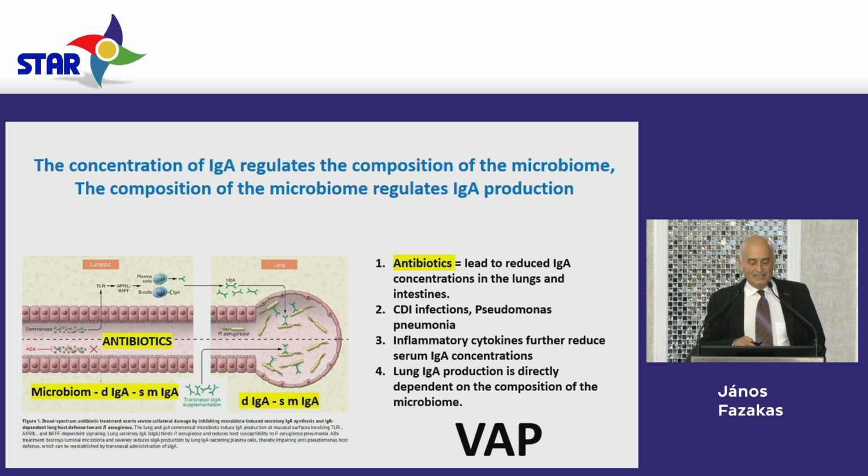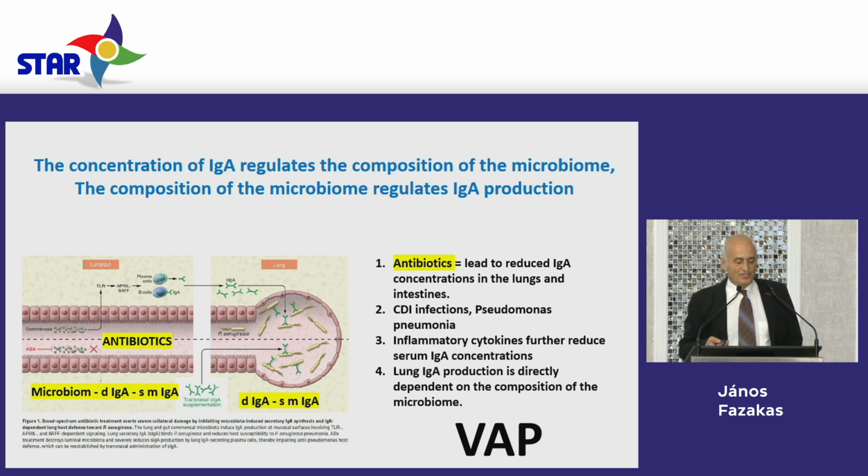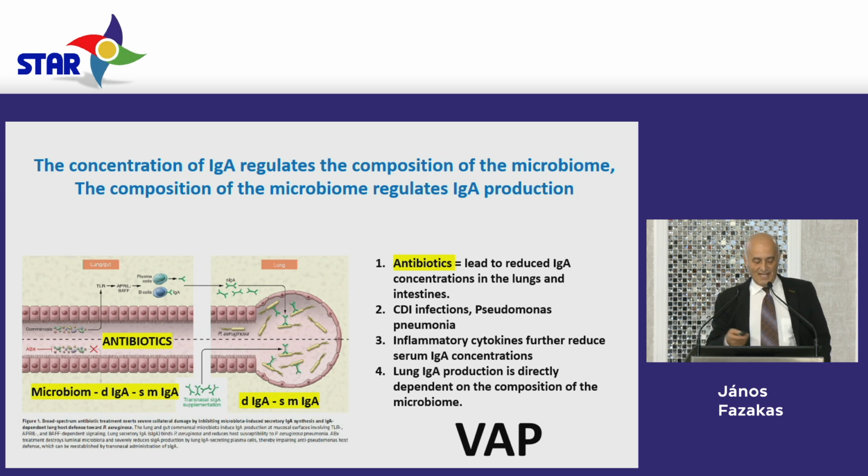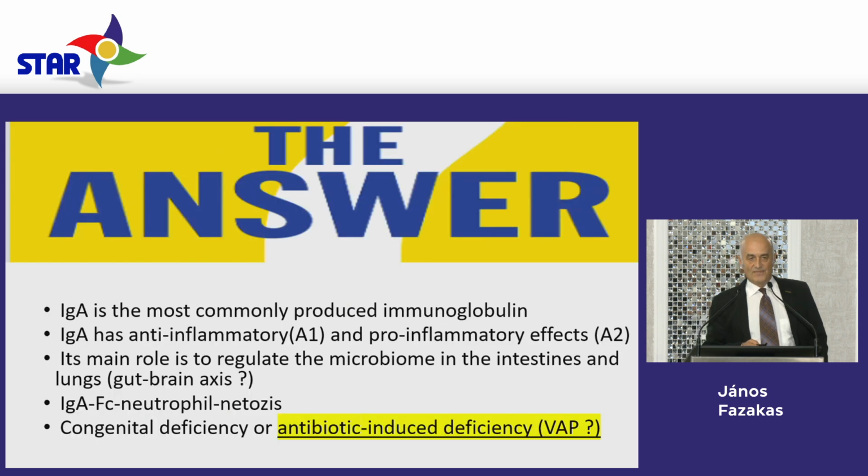However, the antibiotics lead to reduced IgA concentration in the lungs and in the intestine. Why? Because the microbiome is changed and the IgA production decreases, and then you will have in your patient after 2 weeks, 3 weeks, a Pseudomonas pneumonia or a CDI infection. So the lung IgA production is directly dependent on the composition of the microbiome, which plays a role in the ventilator-associated pneumonia.